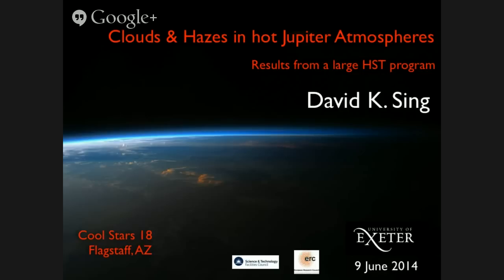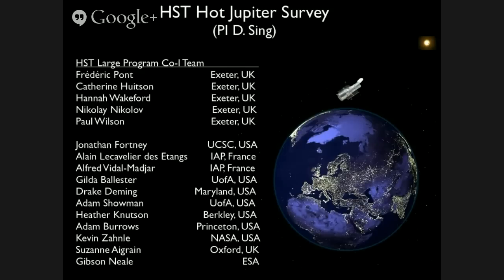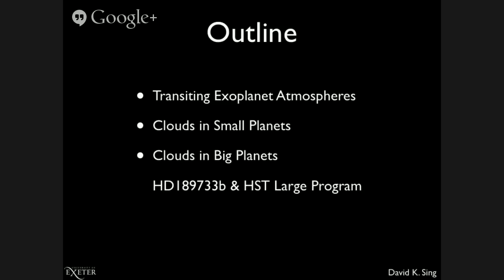Variability scares me, but I just want to quickly acknowledge a lot of my colleagues and collaborators that are working with me on this data, especially the large HST program. I'll quickly outline that essentially I'm looking at transiting planets, how we use these to study the atmosphere of these planets. And clouds is becoming a really recurring theme, both in small planets and big planets. So I'll talk a little bit about the big planets, HD 189733b, and some of the results from the large program.